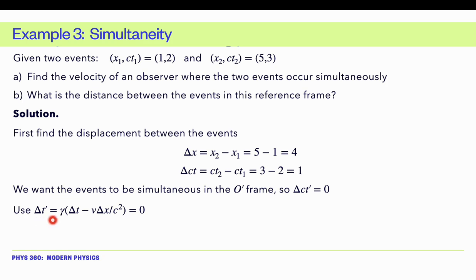So we can use this displacement version of the Lorentz transformations. We're going to set delta t prime to be 0 and then solve for v. When we set this equal to 0, we can multiply the gamma into the 0 and just get delta t equals v delta x over c squared. That's where this came from. And then solve for v, so you get c delta t over delta x. Plug in the delta ct and the delta x values from here, and you get that the velocity must be a quarter of the speed of light.